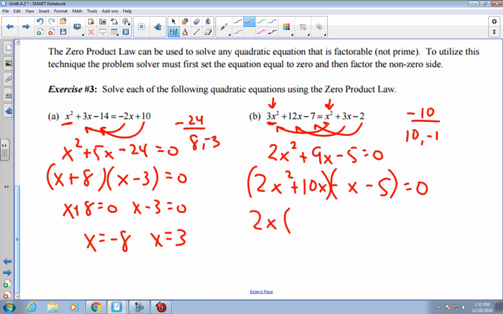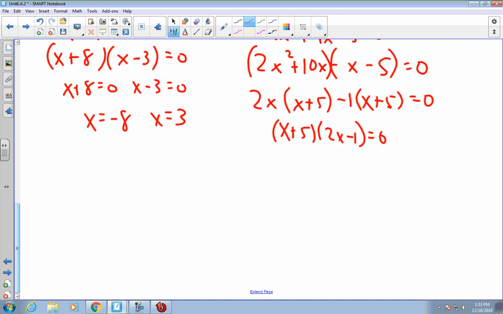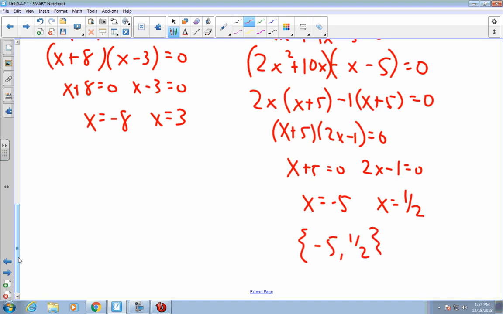Group the first 2, group the second 2. Factor out my 2x, x plus 5. Force this to be x plus 5, take out a negative 1. Then we have x plus 5, 2x minus 1 equals 0. So x plus 5 equals 0, 2x minus 1 equals 0, x equals negative 5, x equals 1/2. And when you're writing your solutions, if they want it as an order, it would be negative 5, 1/2. Okay, we get little bracket sort of things. Do put them in order from least to greatest.